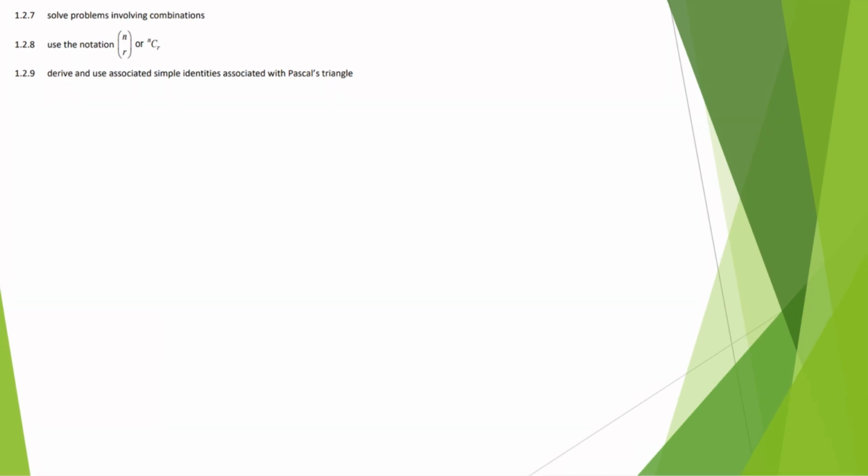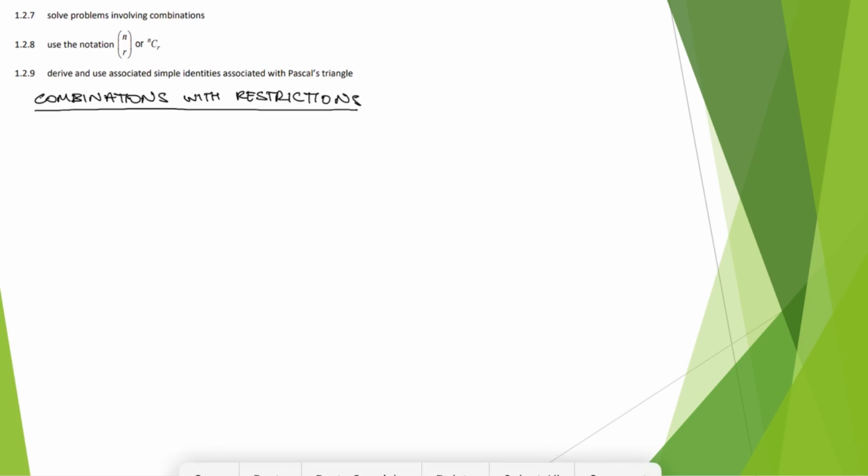Now we might deal with some more complex combinations questions. For example, if we have restrictions on the number of choices we can make. So, combinations with restrictions. The other thing I'll talk about is combinations from multiple groups, and I'll go over that afterwards. So when it comes to combinations with restrictions, what we want to do is deal with the restrictions first.